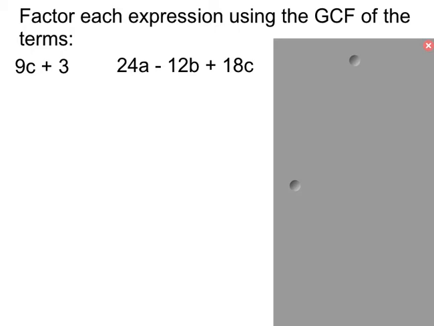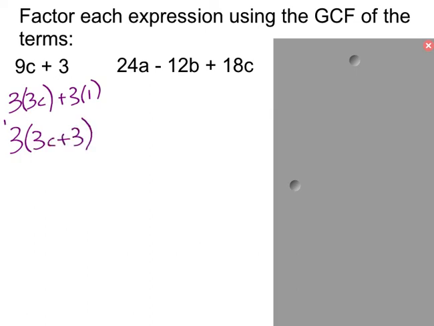Okay, a couple more examples. Factor each expression using the GCF of the terms. 9 and 3, biggest number is 3. 3 times 3c is 9c, and 3 times 1 is 3. So we pull it all the way out. We get 3 times 3c plus 1.